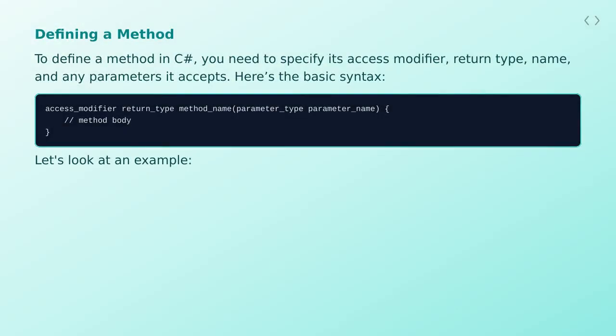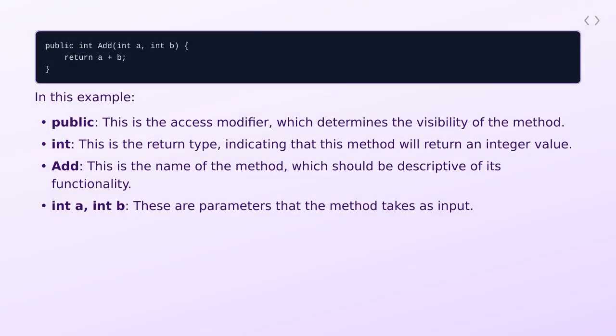Defining a method, let's dig in. To define a method in C#, you need to specify its access modifier, return type, name, and any parameters it accepts. Here's the basic syntax. I'll let you read the examples on screen rather than reading every line aloud. Let's look at an example. See the example on this slide. Pause if you want to study the details.